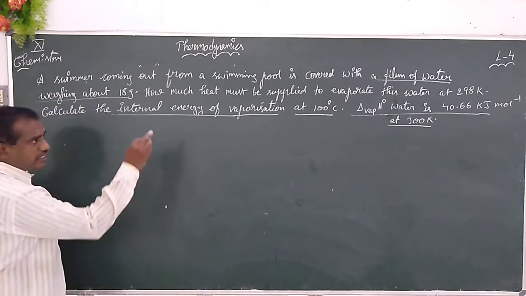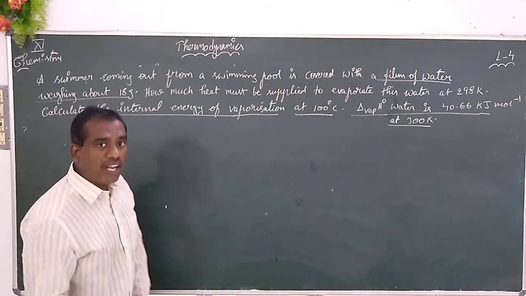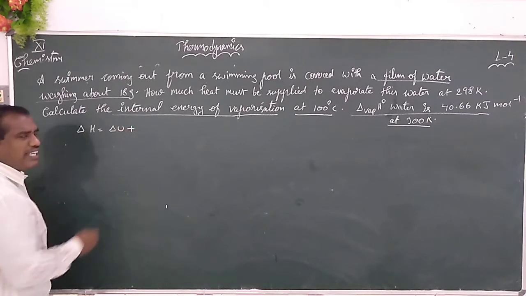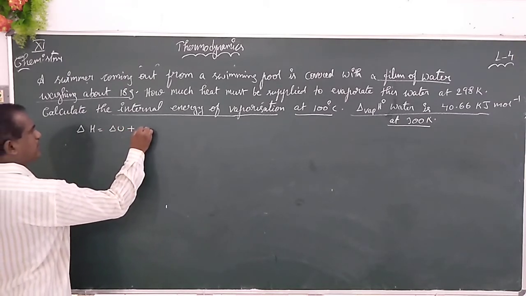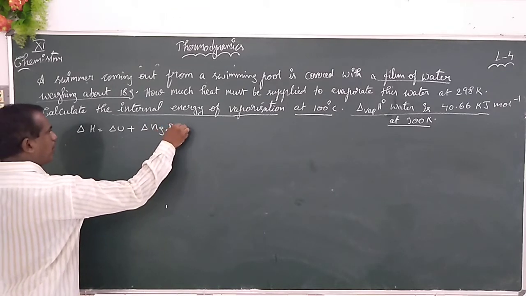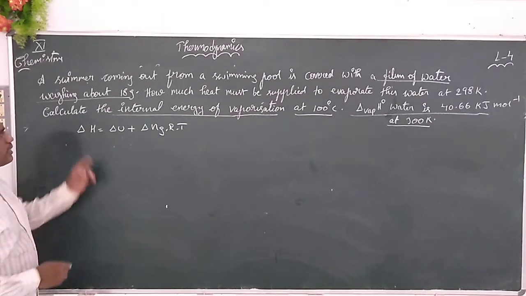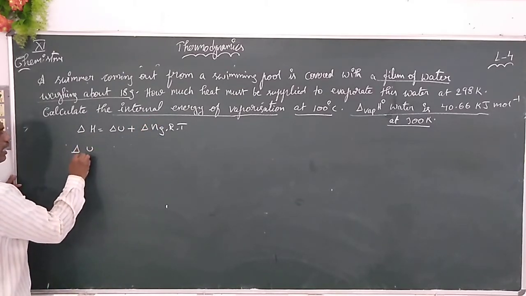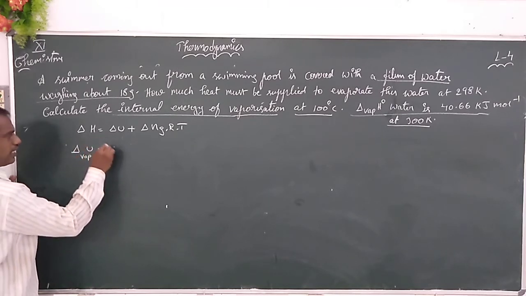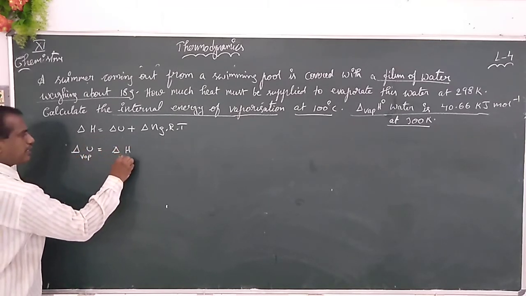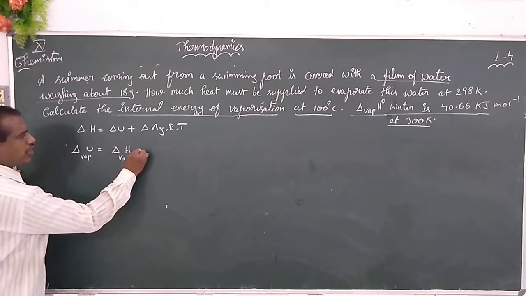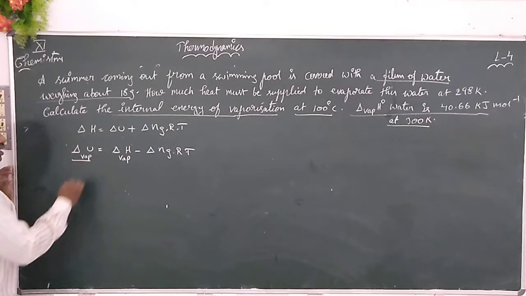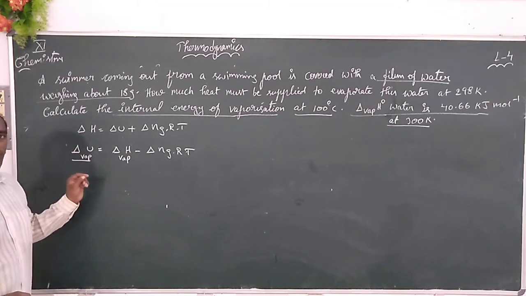Yes, whenever a change in enthalpy value is given, you recall this formula: change in enthalpy is equal to change in internal energy plus delta Ng into R into T. But here they are asking us to calculate the internal energy of vaporization. Here the internal energy of vaporization is equal to enthalpy change of vaporization minus delta Ng into R into T. So you need to calculate this change in internal energy of vaporization.